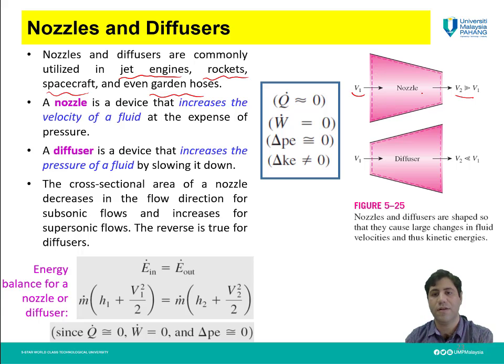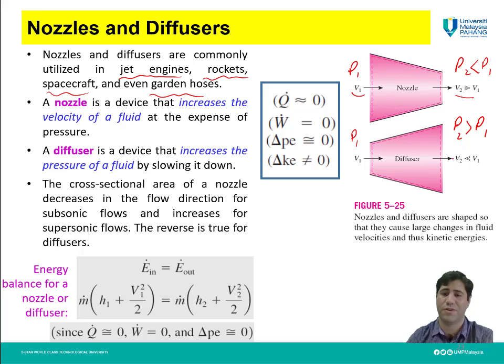In a nozzle, velocity is increased, but pressure will reduce. In other words, if we write like this, P2 will be less than P1. And for a diffuser we have an opposite behavior. If we have P1 at the entrance of the diffuser and P2 at the output of the diffuser, pressure will be higher for a diffuser. So we have these shapes, and we use diffuser and nozzle to change the velocity and pressure of the flow according to our requirement.